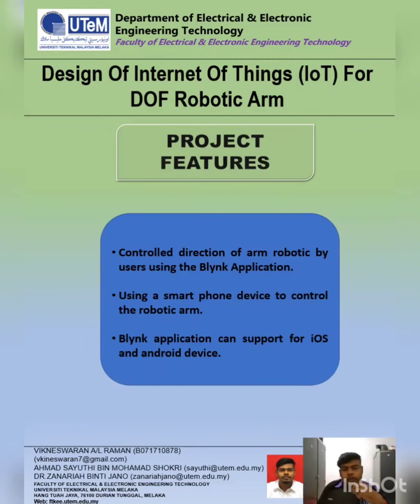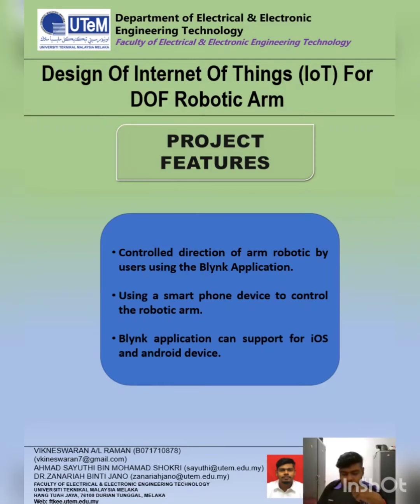Okay, the project features are: controlling the direction of the robotic arm by using the Blynk application, which means we are using the Blynk application to control the direction. Second, using a smartphone device to control the robot. For the Blynk app, it will be very useful for iOS and Android.